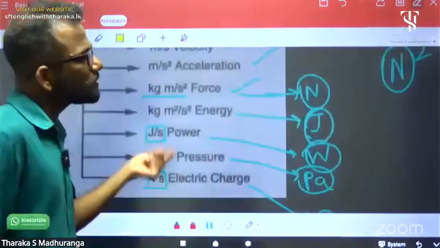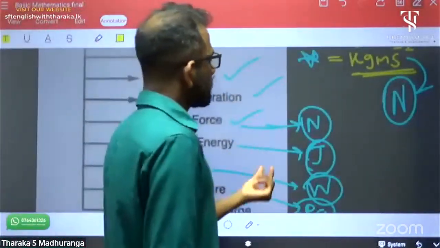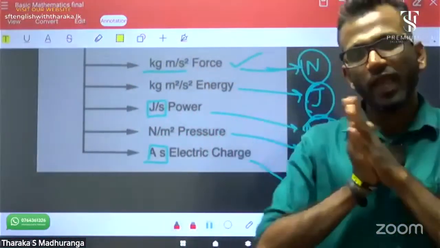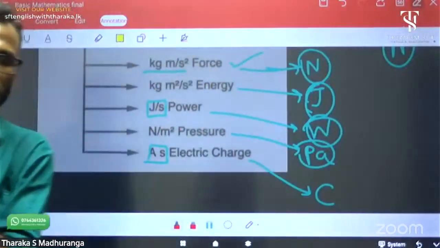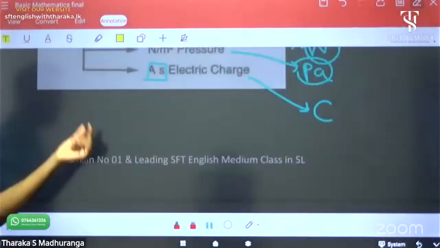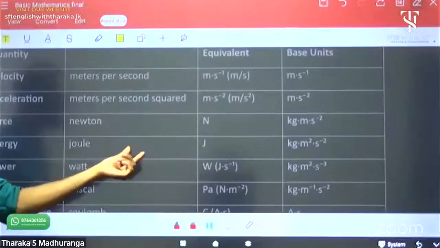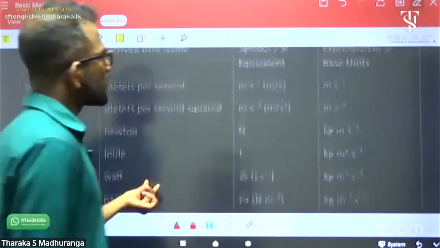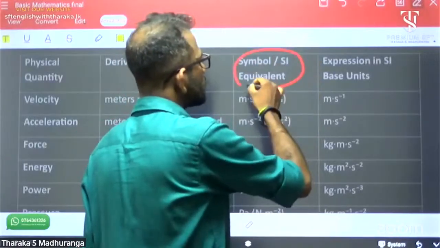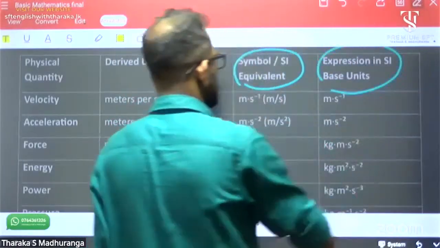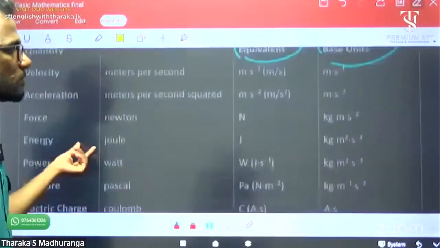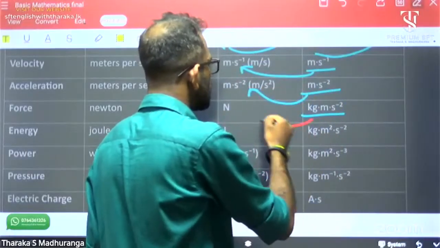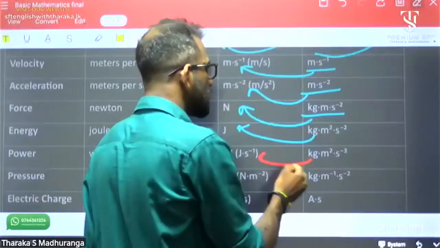Okay, I hope you got the difference between base units and derived units. That's the full details. Velocity, acceleration, force. That's the SI system. A derived unit has an actual unit, but we can define it by another unit. That's the meaning of derived unit. But a base unit you can't define by another unit.